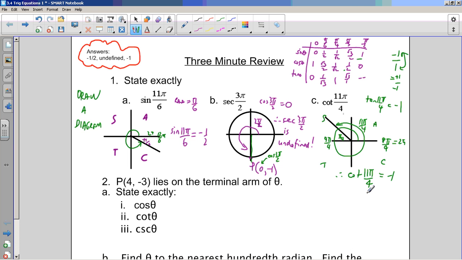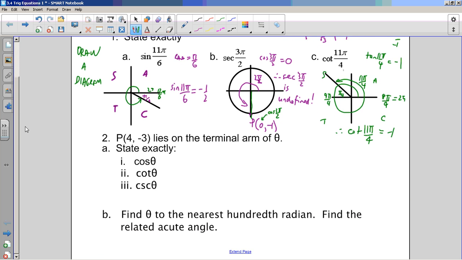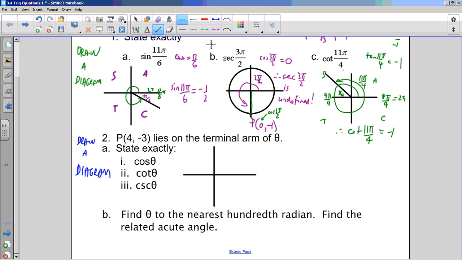The second 3-minute review is a new bit of business, and I want to go through that fairly specially. That point lies on the terminal arm of theta, and they want us to state this stuff exactly. So what would be the first step, even though this might be the first time we've seen this one, or at least the first time since grade 11, is draw a diagram. Okay, so let's draw a diagram. Where's this point P? Well, I'm not drawing this to scale necessarily, but it's 4, -3. P's down here, right? 4, -3 is that point, and it's on the terminal arm.